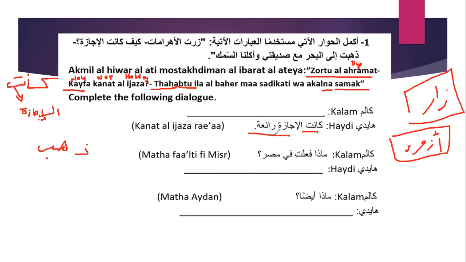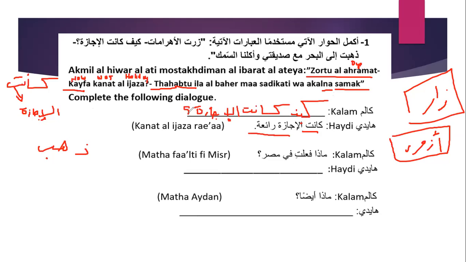So here we need to know which sentence we are going to use here. Of course, we're going to use كيف كانت الإجازة. So it's here كيف كانت الإجازة.